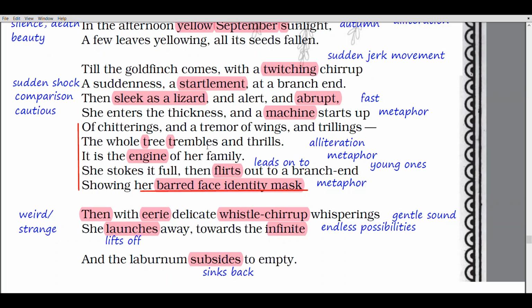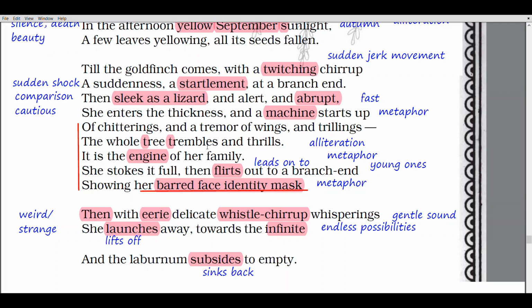So here the poet says that a goldfinch bird comes and sits at this death-like tree, and it makes a very sudden bird sound, and the bird is very fast. Although it is very fast, it is very careful, sleek as a lizard. Here the poet is using comparison, simile. So here is the example for simile in the stanza. So like a lizard, the bird is very cautious and very alert and very fast.